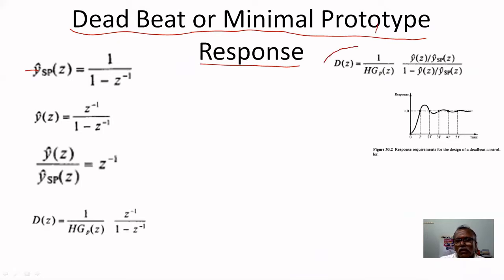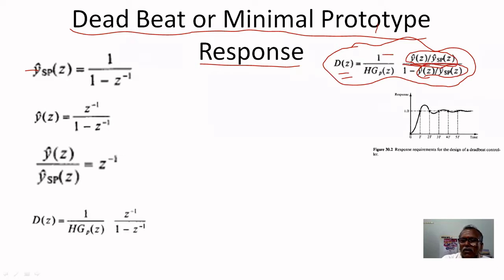We know that any digital controller will be looking like this. Already we proved this. D of z equals 1 by HGP of z, times Y of z upon Y set point of z, whole upon 1 minus Y of z by Y set point of z. So, what is this? 1 by HGP of z is a mathematical model of a process.